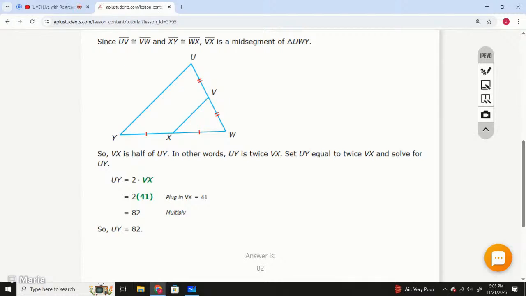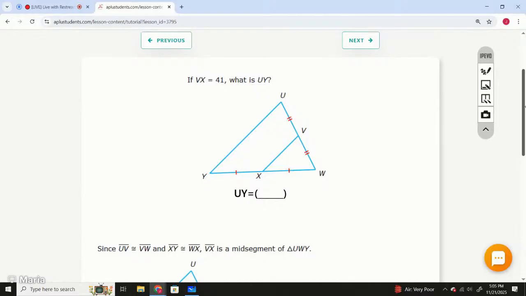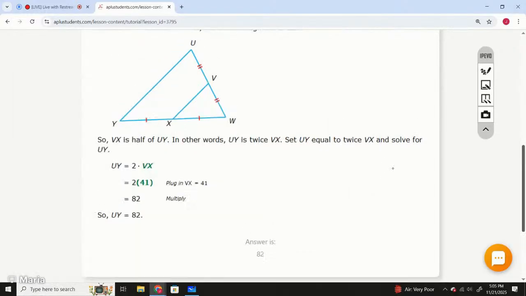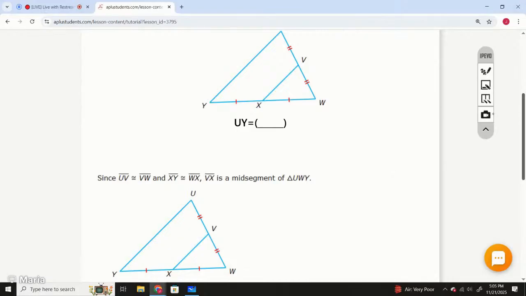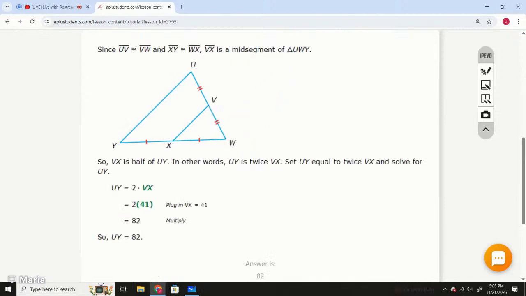Uy is twice Vx, so solve for Uy. Uy is 2 times Vx, and we are given Vx is equal to 41. So 41 times 2 equals 82. Basically, the Vx divides the line Uy into two equal parts. So then Uy is double of Vx, that would equal 82. So Uy is equal to 82.